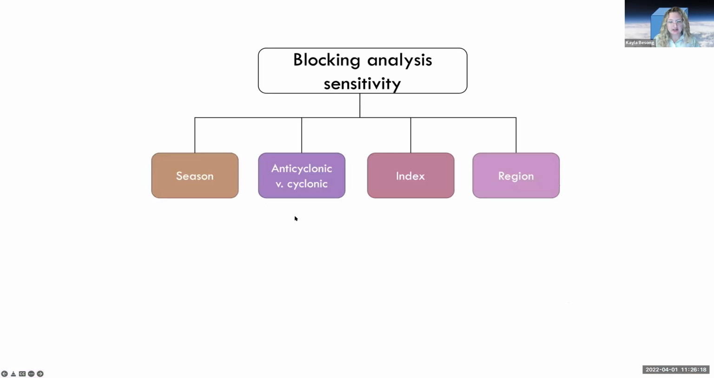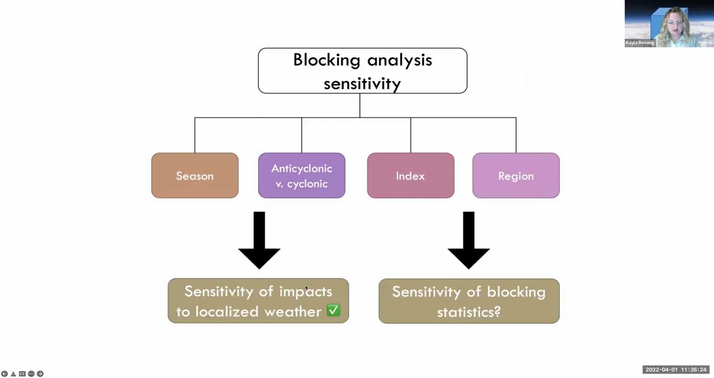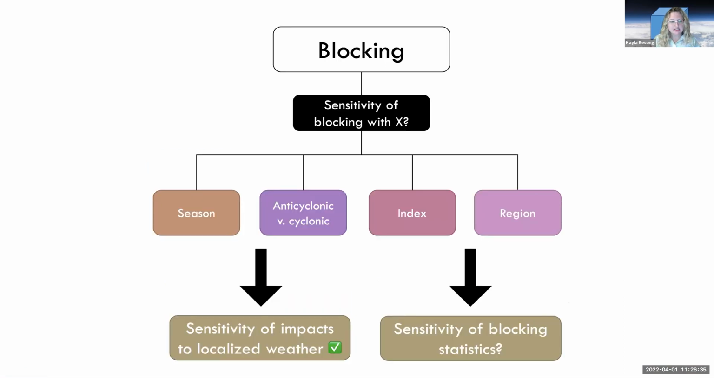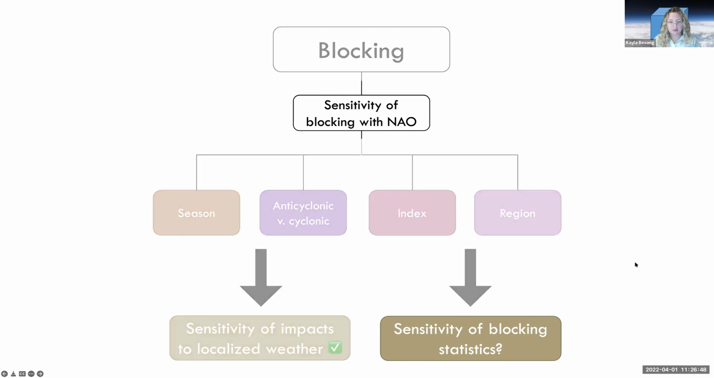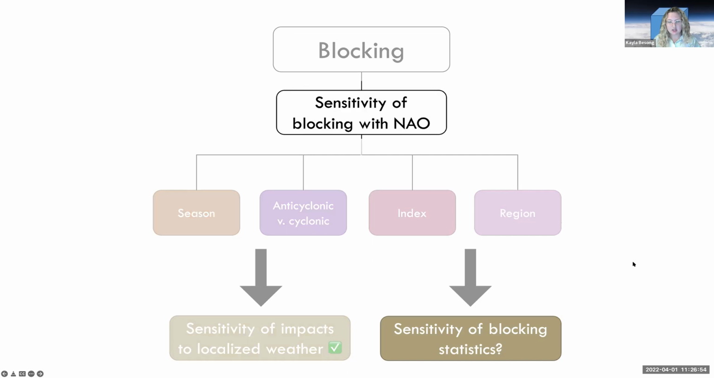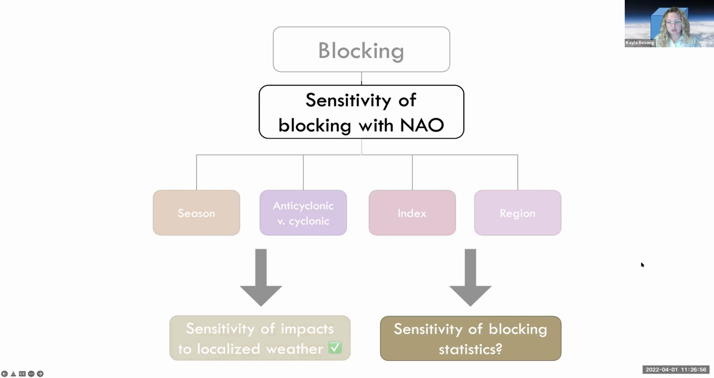So what we've seen here again is that we've highlighted all of these different little boxes, and we saw how they translate to the sensitivity impacts to localized weather. What about the sensitivity to blocking statistics? Further, we started seeing some differences associated with the NAO. And so what about the sensitivity of blocking with that, and how all of these things play into different analyses? Well, we're going to be moving forward with that, highlighting differences in blocking statistics, particularly through the lens of blocking with the North Atlantic Oscillation.